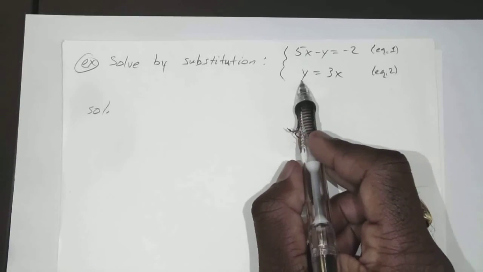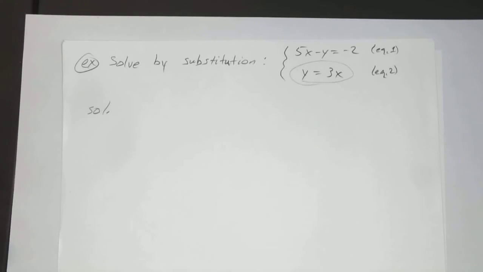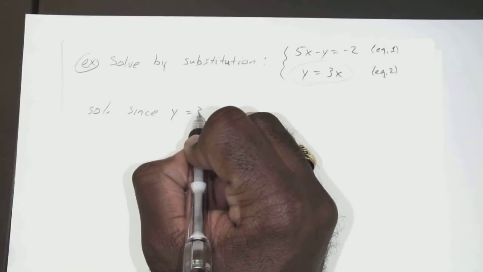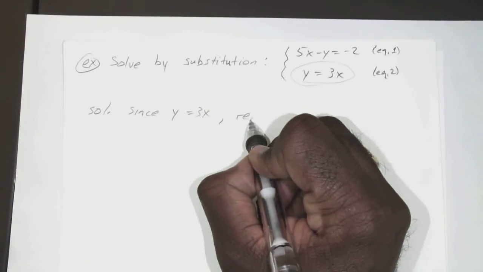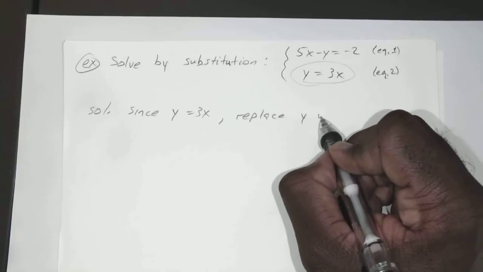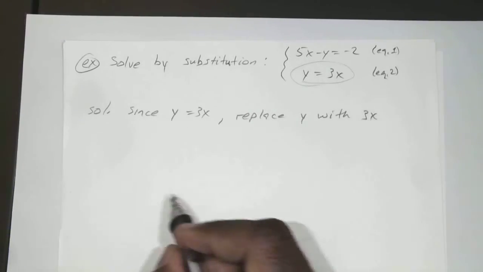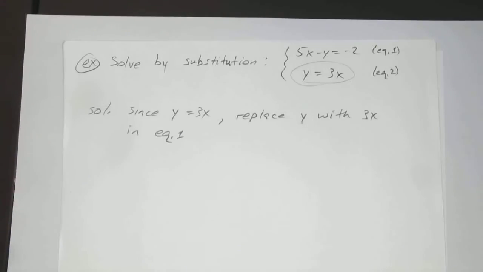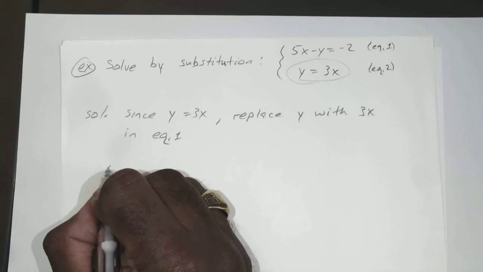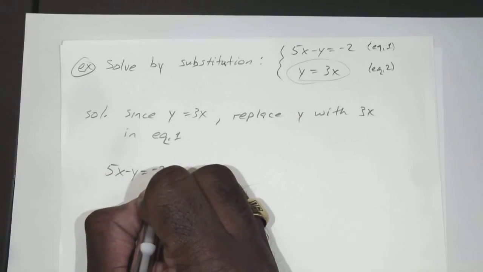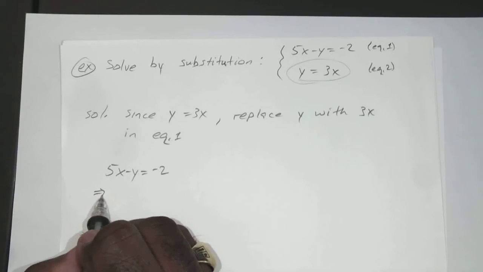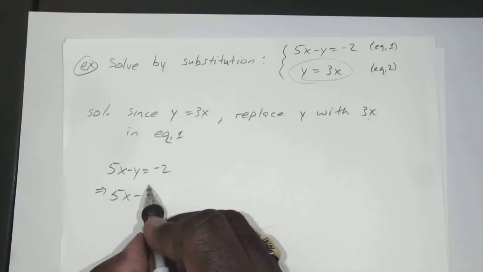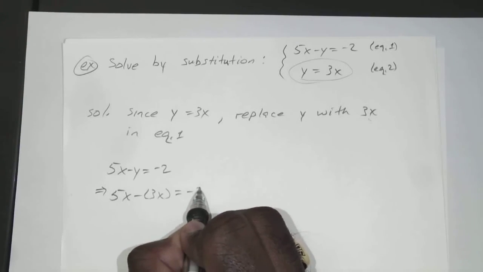All right, so this one, we already know we have y equals 3x. The y is by itself. So since y equals 3x, replace y with 3x in equation 1. Okay, so that means our 5x minus y equals -2 is going to become 5x minus 3x equals -2.